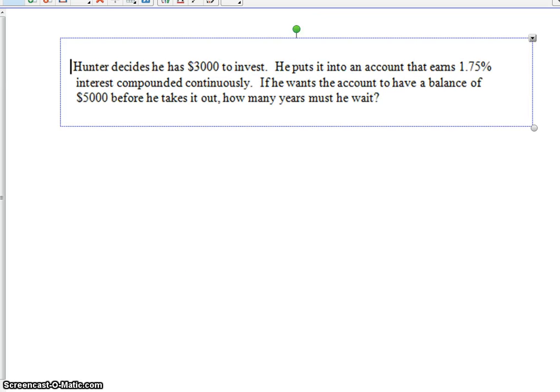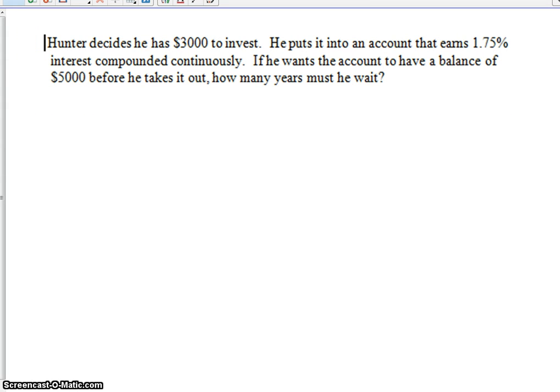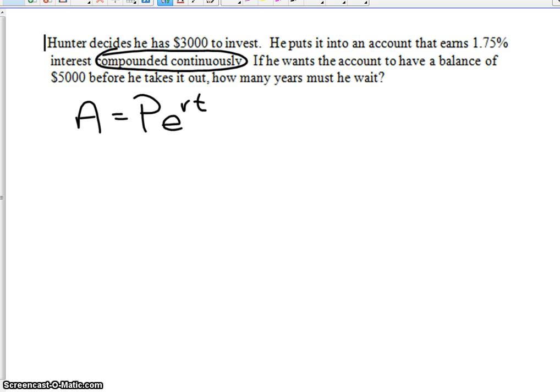Another situation, very similar. Hunter has the same amount of money, same account, but he wants to know how long it's going to take until he gets $5,000 out of that. Because I see compounded continuously, I know I'm using PERT. The difference here is I want to end with 5,000. I'm starting with 3,000, and my interest rate is still there.